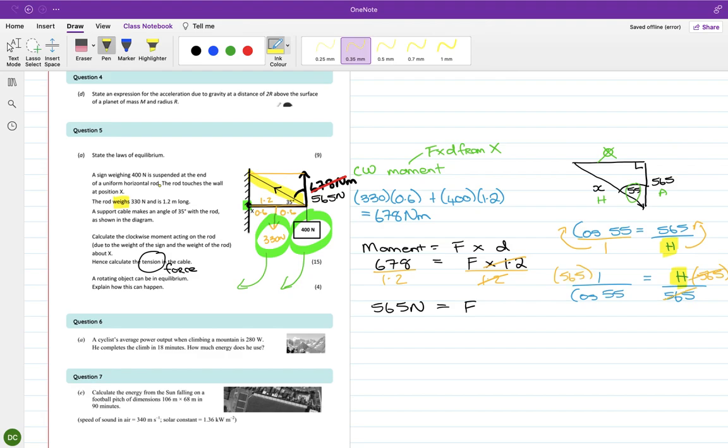So 565 divided by the cos of 55 is a hypotenuse of 985 newtons. So the tension in the cable is 985 newtons. And that's to counterbalance a force of 565 newtons down, but obviously at an angle. So it's going to be under a much bigger force because it's doing it at an angle. Yeah. So let me know anyway if that's still an issue, but hopefully that makes sense.